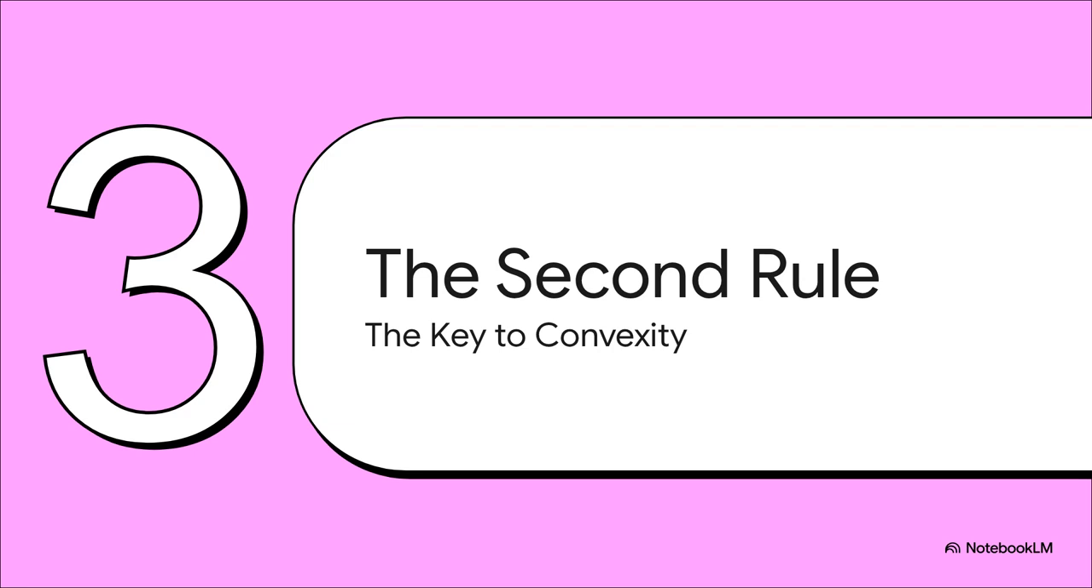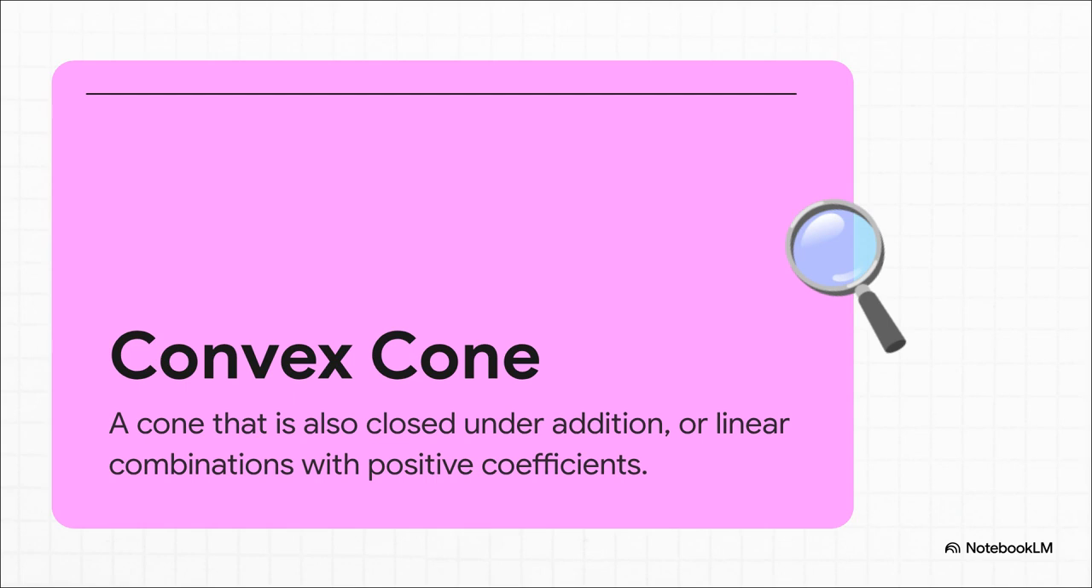Okay, but a single ray is a little lonely. What if you have two rays, or a bunch of them? Well, to get from a simple linear cone to a much more useful convex cone, we just need to add one more rule to our recipe. And believe me, this one is a total game changer. So here it is, our second rule. It has to be closed under addition.